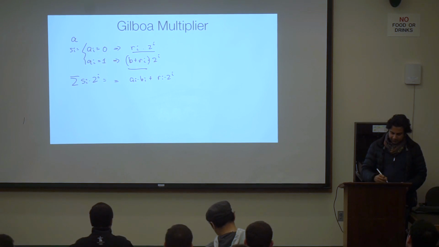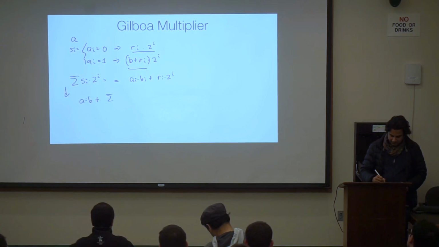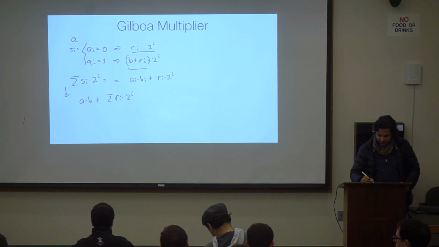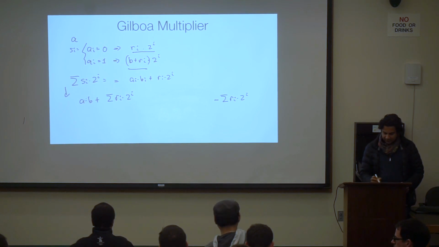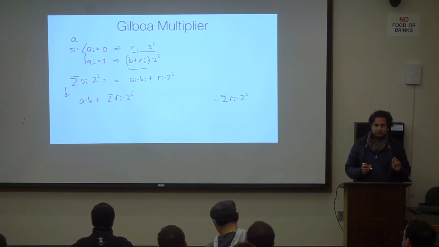Okay? So over here, when you sum all of this up, this party gets A times B plus the sum of Ri times 2 to the I for all I. In the 0 case, you get this term. In the 1 case, you get this other term. And over here, remember, this person's share was Ri times 2 to the I. So when you add them, these two terms cancel out, and the product is AB. Does that make sense? Okay?